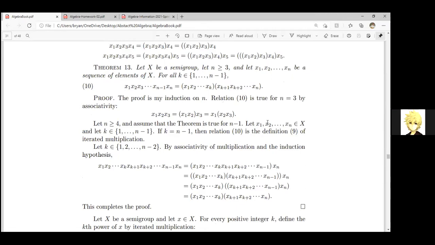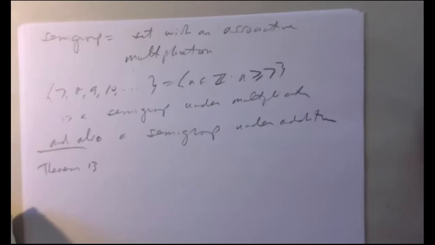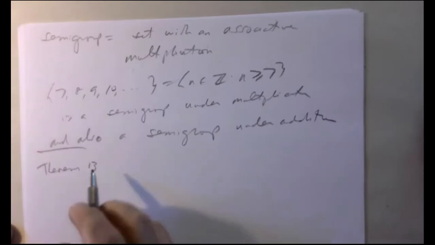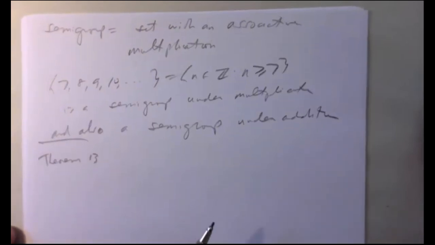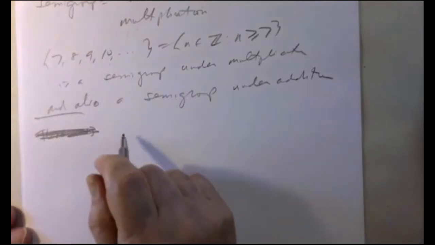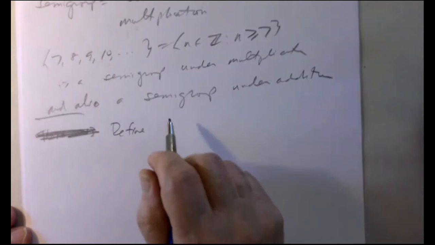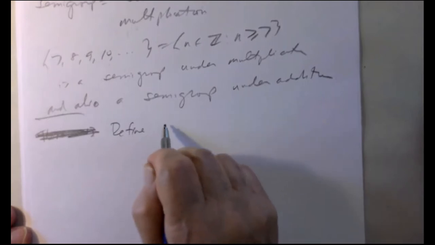Okay, so let me go back so you can see my paper. Let me exit. Okay, all right. So in a semigroup, multiplication is a binary operation. So you can multiply two things.